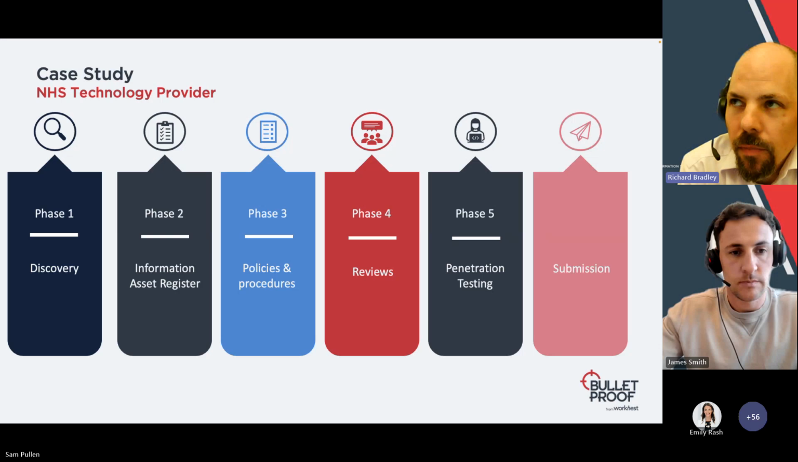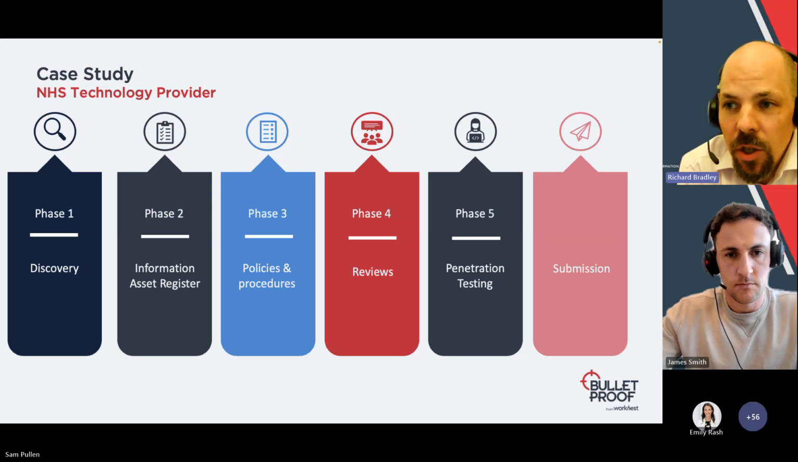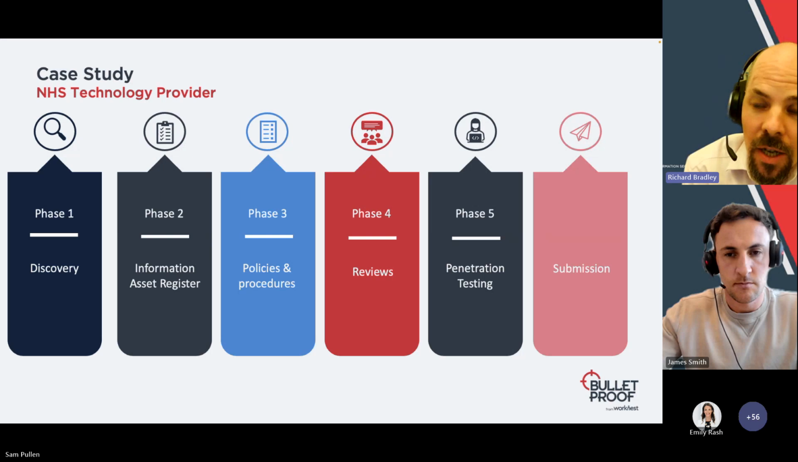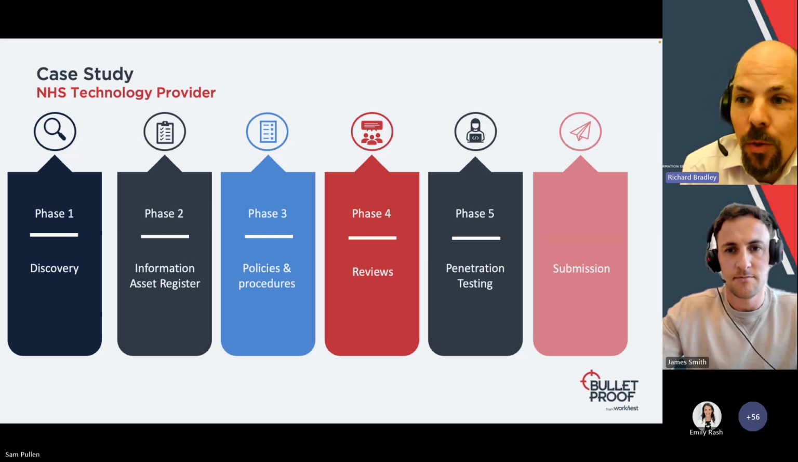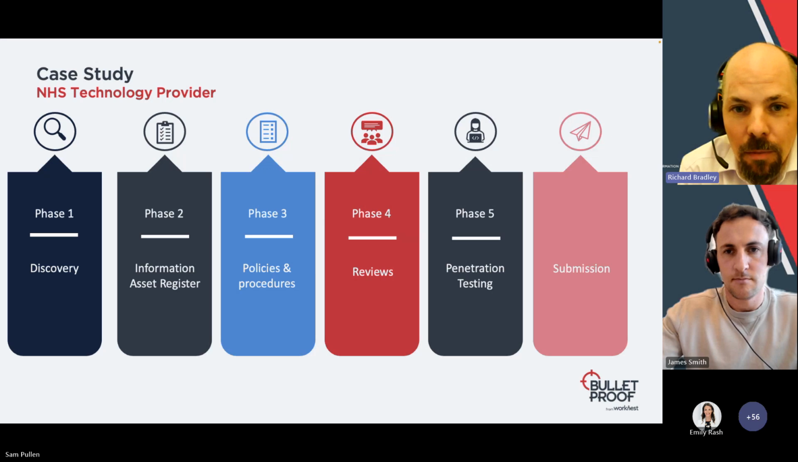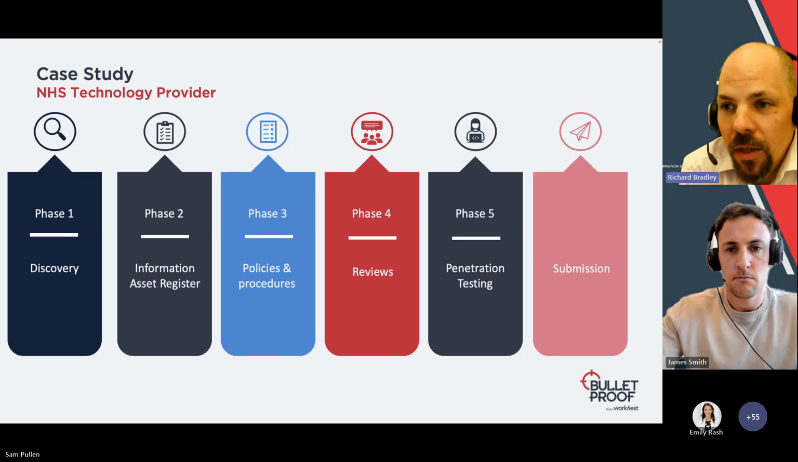The customer that I have in mind at the moment was a technology provider to the NHS. They first identified that they had the need in 2022 when one of their customers asked them what their rating was, and they hadn't heard of the toolkit at that point. So they looked for help to start on the process in 2023. The first start of the process was discovery. So what do they actually have in place to begin with?